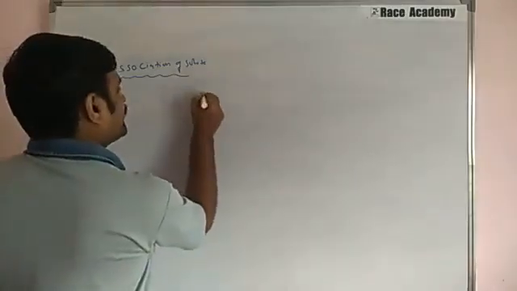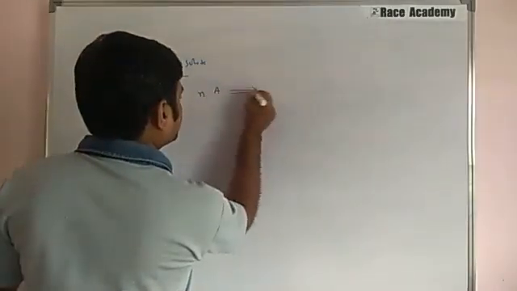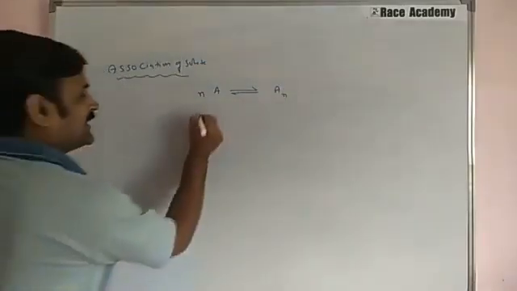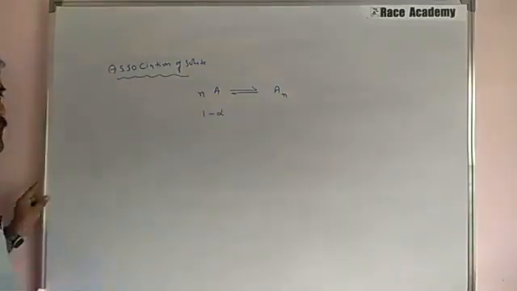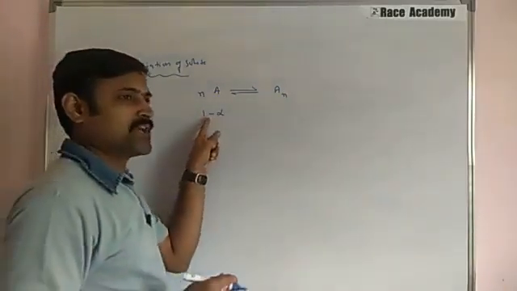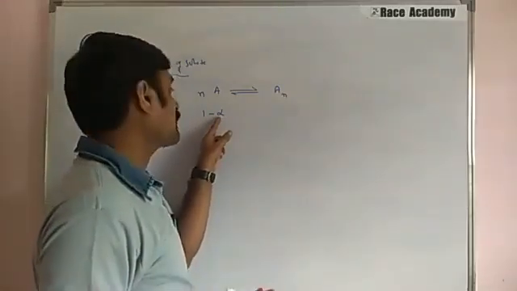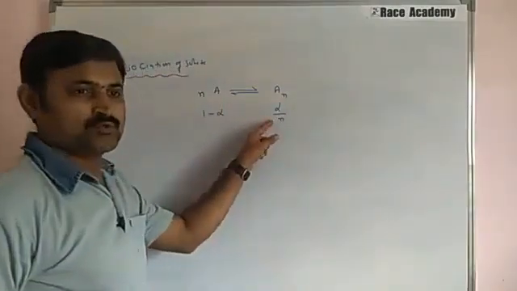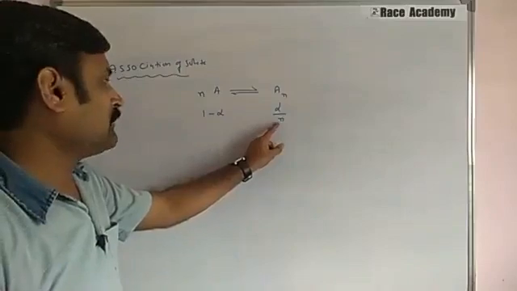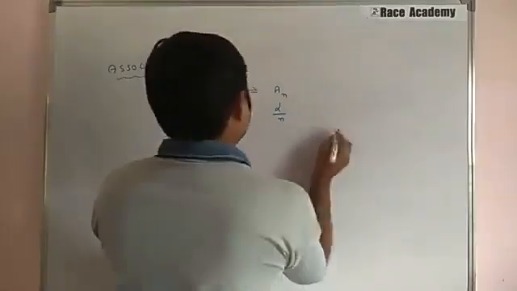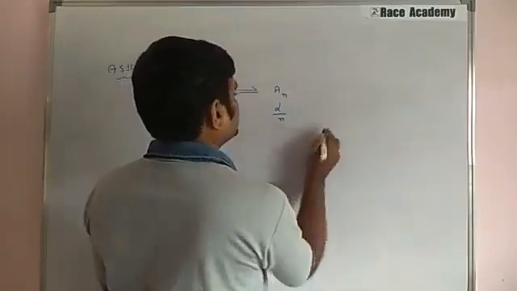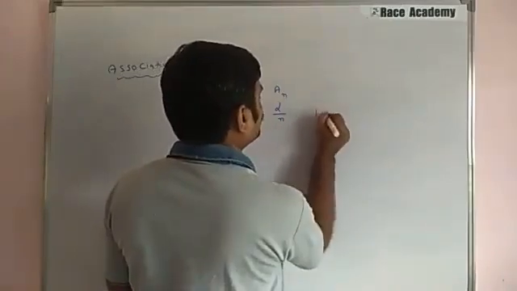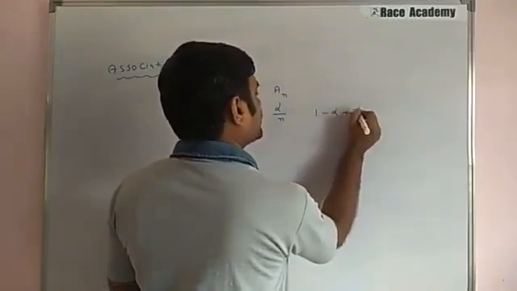So if you have n number of particles taken in the association to get a giant molecular polymer like A n, then initially it will be 1, but upon association the number of moles will become 1 minus alpha, where alpha is the degree of association. And it will become alpha by n. For a dimer it is alpha by 2. That means for benzoic acid it is alpha by 2. Okay. So the number of particles in this case is 1 minus alpha plus alpha by n. So what is that value? 1 minus alpha plus alpha by n.